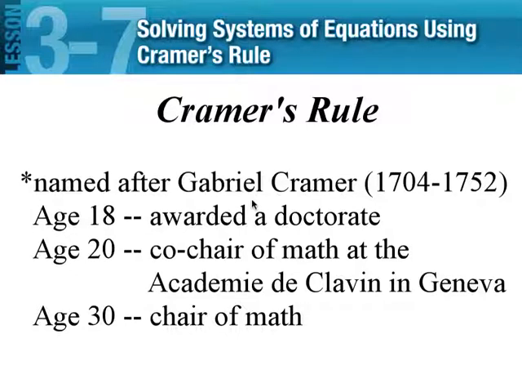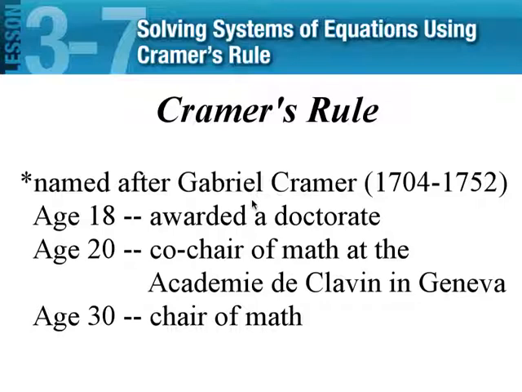equations. It's named after Gabriel Cramer, who lived from 1704 to 1752. So a little bit about him. Obviously he wasn't that old. At age 18 he was awarded a doctorate. What's that? That's like you have your bachelor's degree, your master's degree, and then your doctorate. Is that like 6 years or 8 years? It's a long time, depending on.